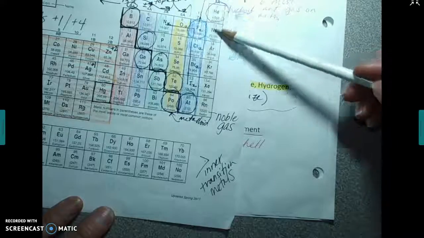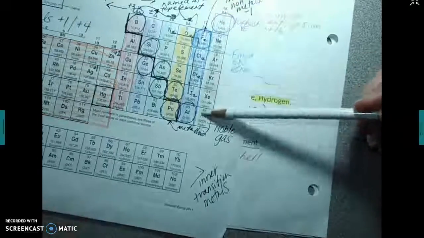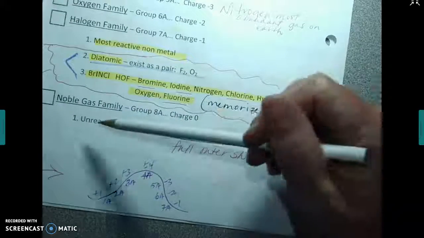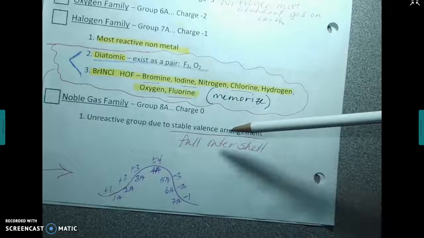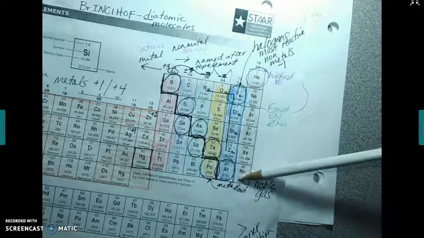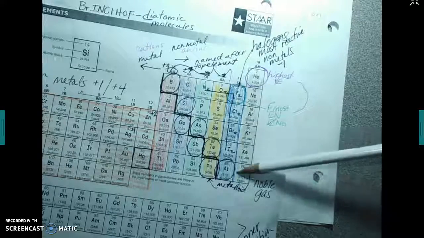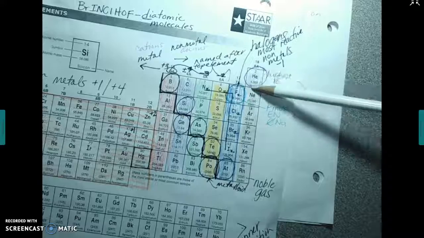Last family that you need to worry about is the noble gas family. These are unreactive because they have a stable valence arrangement, meaning a full outer shell. These, neon through radon, have a full octet or full 8 valence electrons. Helium has 2, but it has a full outer shell.